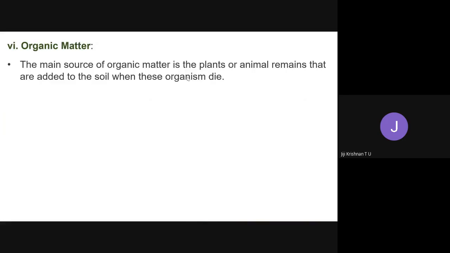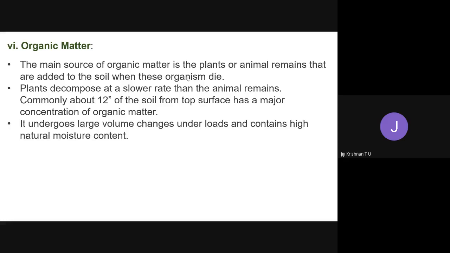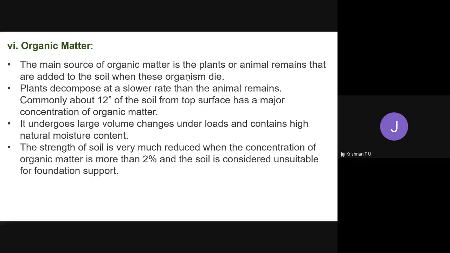Moving to organic matter which is contained in soil. The main source of organic matter is the plant or animal remains that are added to the soil when these organisms die. Plants decompose at a slower rate than animal remains. Commonly, about 12 inch of the soil from the top surface has a major concentration of organic matter. It undergoes large volume changes under loads and contains high natural moisture content. The strength of soil is very much reduced when the concentration of organic matter is more than 2%, and the soil is considered unsuitable for foundation support.